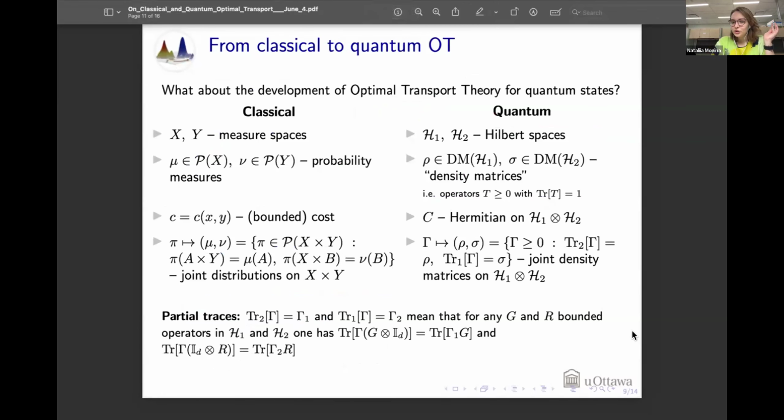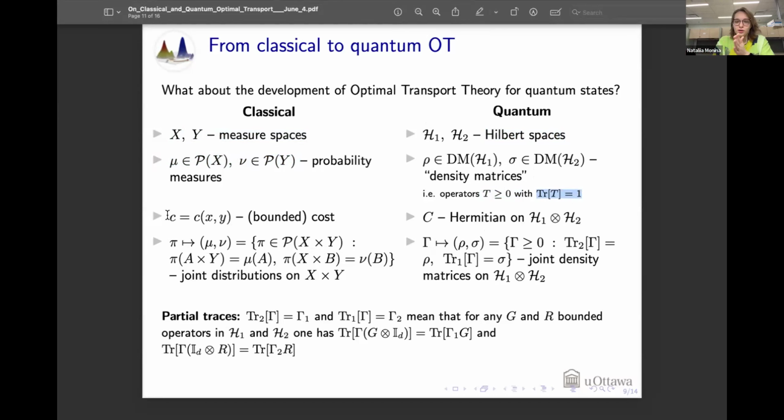Okay, now let's talk a little bit about what quantum optimal transport is, and this is a very fun topic. Here it is somehow the generalization of probability measures, but for quantum states. In quantum physics, we usually work with Hilbert spaces and with operators on Hilbert spaces. So instead of measure spaces, we will have Hilbert spaces. And now, instead of probability measures, we're going to work with the quantum generalizations of probability measures, which are also called density matrices. But in fact, these are just operators on Hilbert spaces that are positive semi-definite and have trace equal to 1. So it's a sort of operator analog of a probability measure.